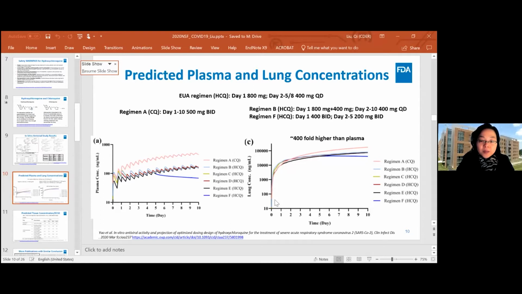The pink line is for chloroquine under the 500 milligram BID dosing regimen, and the other lines are for the different dosing regimens for hydroxychloroquine. I only listed regimens B and F here because they are the closest to the EUA regimen of 800 milligram on day 1 and 400 milligram once daily for 4 to 7 more days.